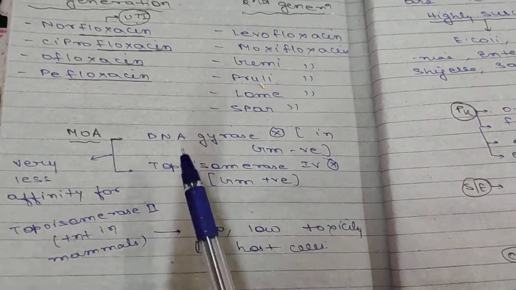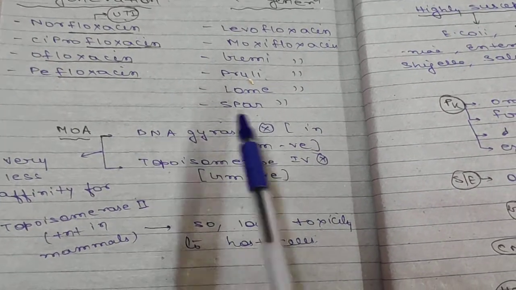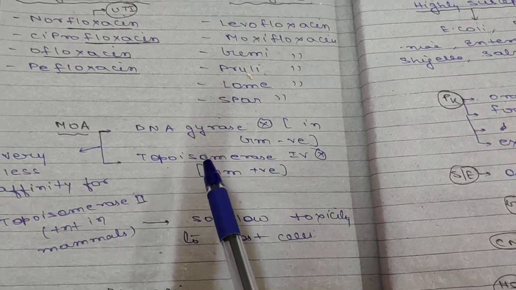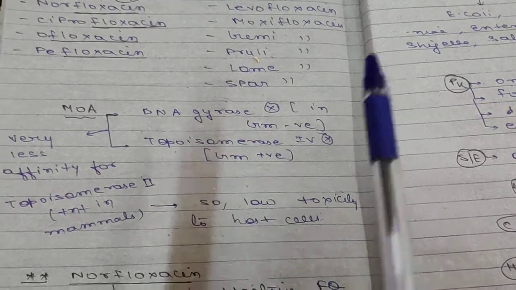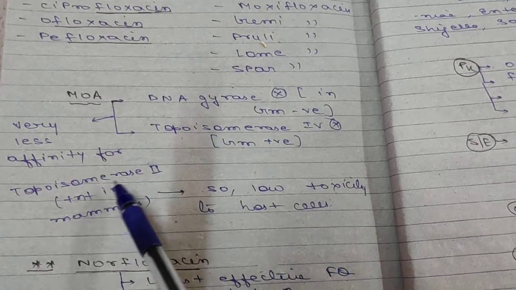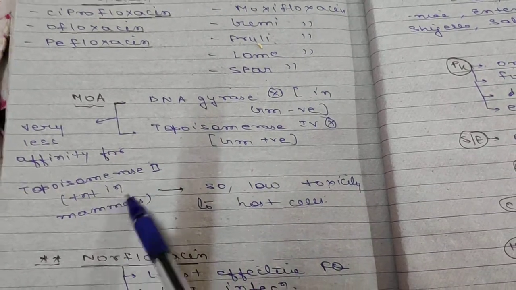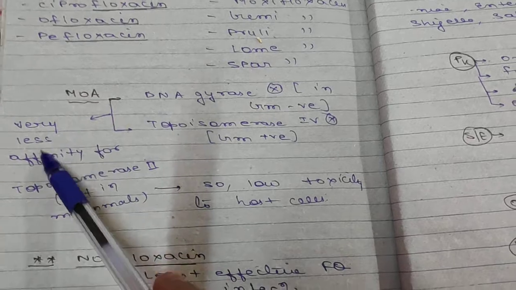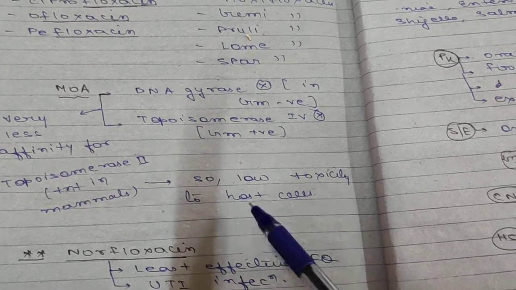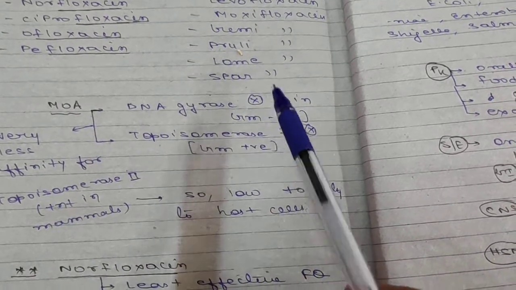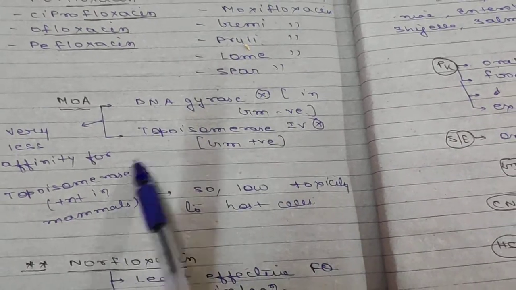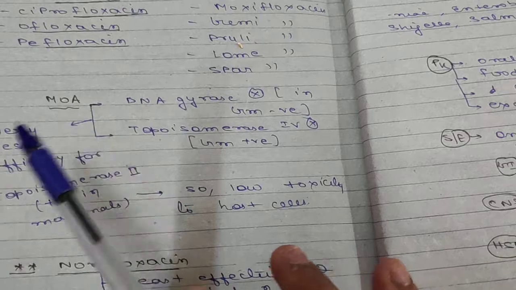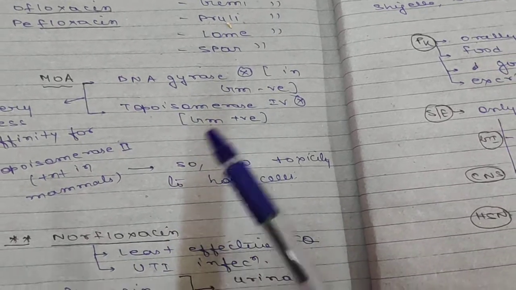Now to the mechanism of action. First is your DNA gyrase inhibitor, mainly in gram-negative bacteria. It is also a topoisomerase 4 inhibitor, which is present in gram-positive bacteria, and it has very less affinity for topoisomerase 2, which is present in mammalian cells. So there is low toxicity to host cells. So DNA gyrase inhibitor in gram-negative, topoisomerase 4 inhibitor in gram-positive. It can inhibit topoisomerase 2 also, but it is very less. So they have low toxicity to host cells.